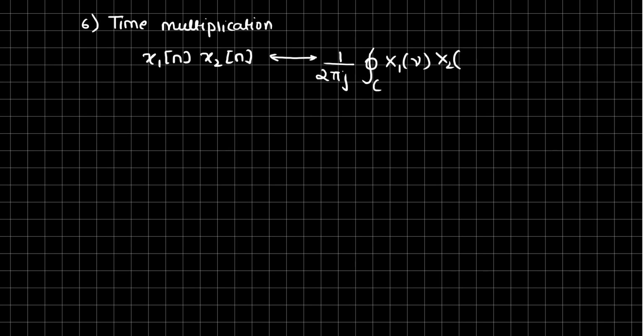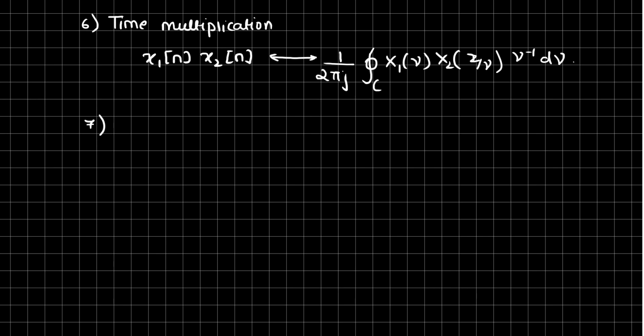Which states that if we have multiplication of two signals, its Z transform is a complex convolution given by 1 upon 2 pi j integral over a contour of C x1 of nu into x2 of z by nu into nu inverse d nu.